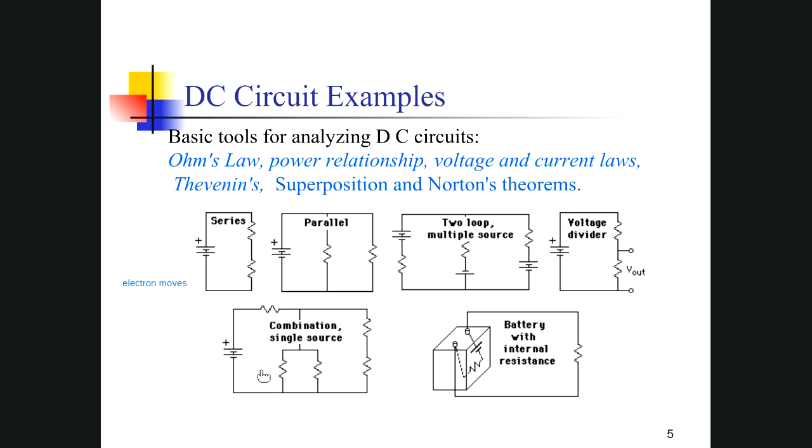This is a combination with a single source. You have a single source and several resistors in different combinations. These two in parallel, then these two in series, and this series branch and this branch in parallel, then in series with this one towards the source.